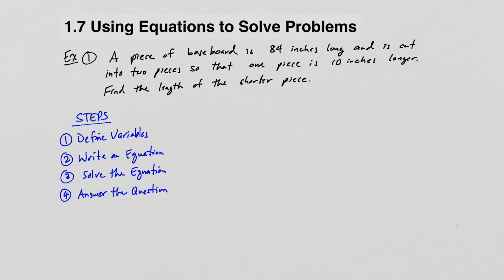In section 1.7, we're going to learn how to use equations to solve problems. So we'll just get right into an example. Let's suppose we have a piece of baseboard which is 84 inches long, and it's cut into two pieces so that one piece is 10 inches longer. Find the length of the shorter piece.